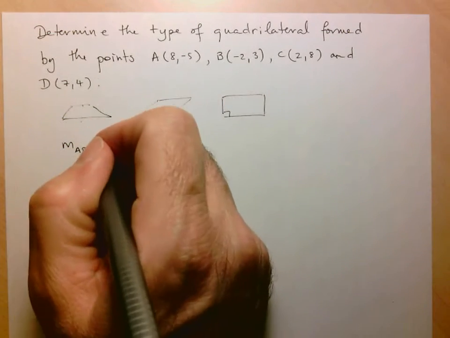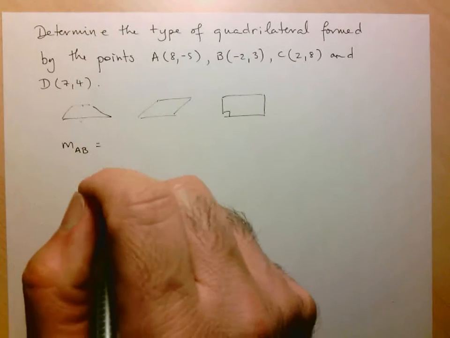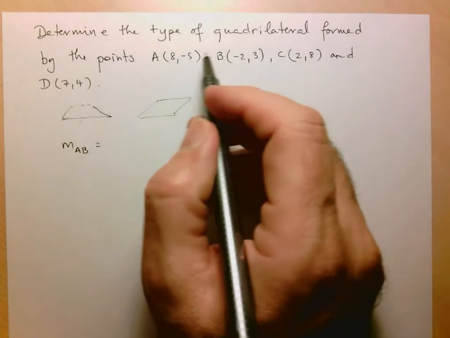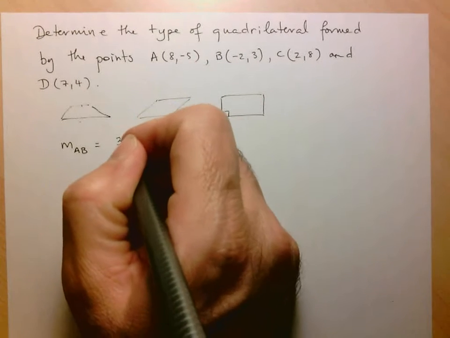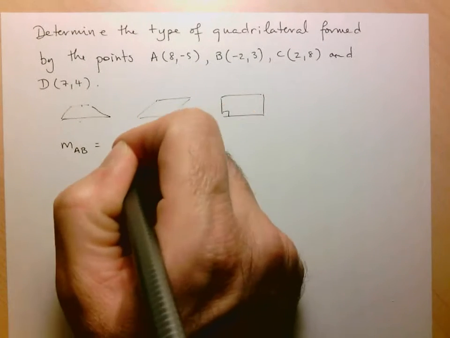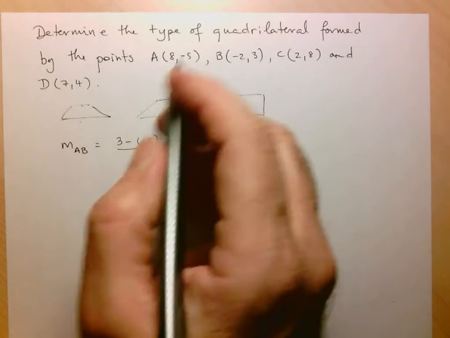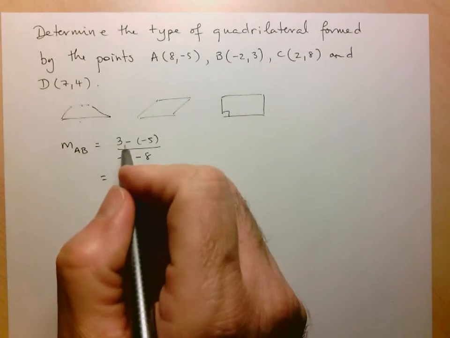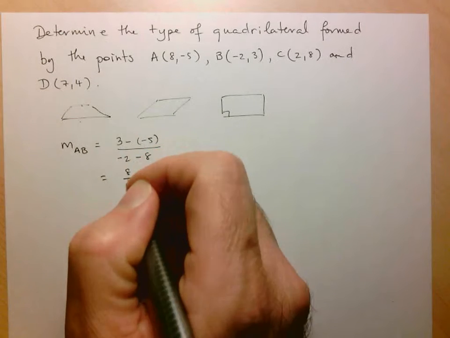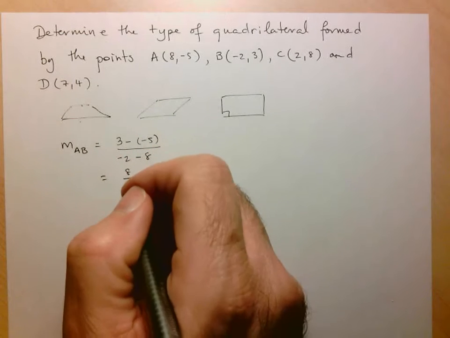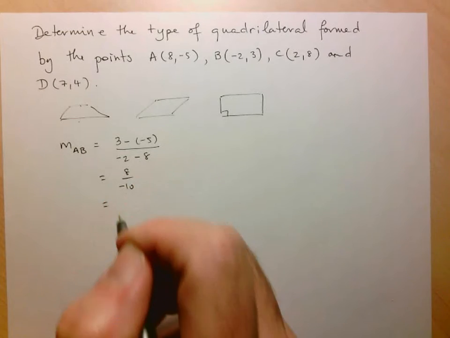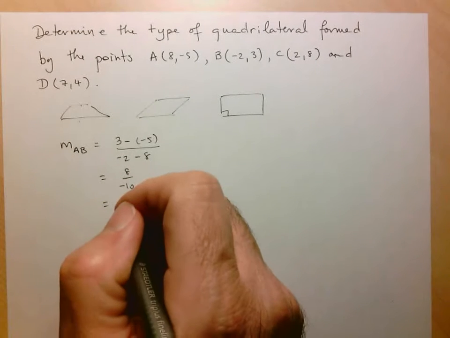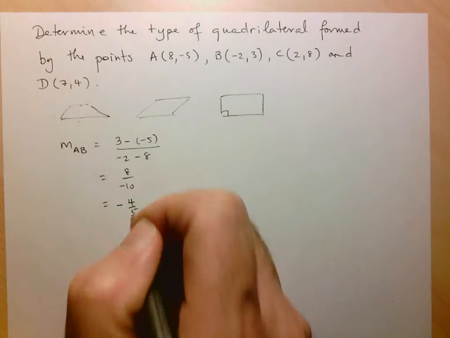First I'll start with the slope of the line that joins A to B. Our formula for slope is y2 minus y1 over x2 minus x1, so 3 minus negative 5 over negative 2 minus 8. Here, 3 minus negative 5 is 8, and negative 2 minus 8 is negative 10. So we reduce this fraction and we end up with negative 4 over 5.